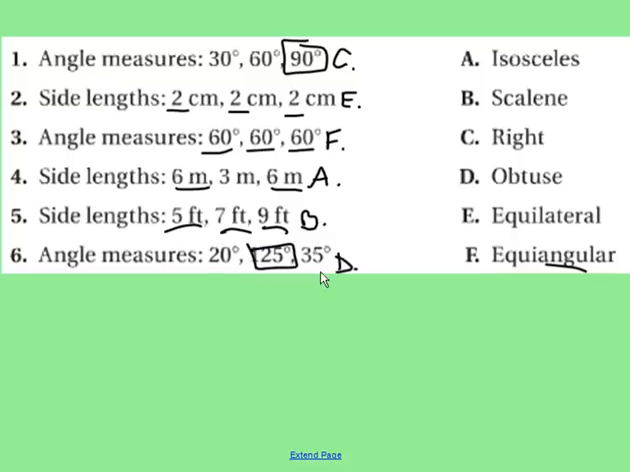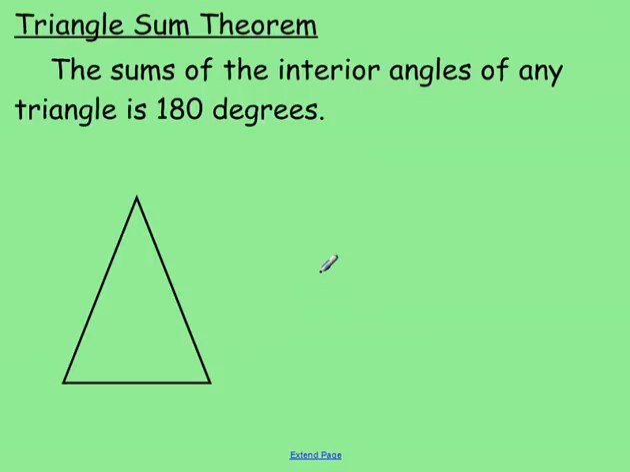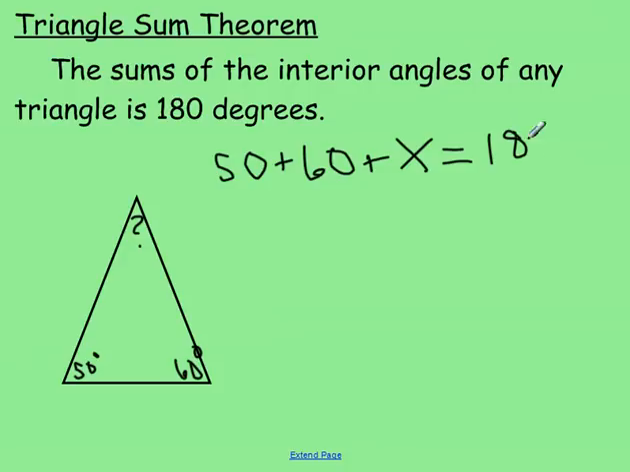All right, on to the theorems. Our first theorem is one that I think you're pretty familiar with. The sum of the interior angles of any triangle is 180 degrees. So if I have a 50-degree angle here, and I have a 60-degree angle here, and I don't know what this angle here is, I can figure that out by saying, okay, 50 degrees plus 60 plus some angle I don't know, perfect time to use a variable, has to equal 180 degrees.